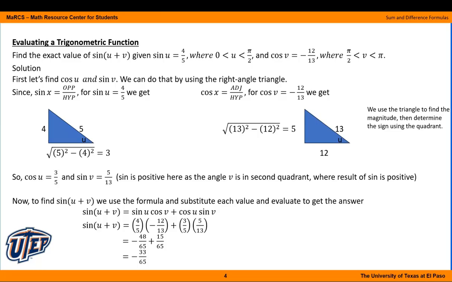Because the angle V lies in the second quadrant, sine must be positive while cosine is negative. Students often forget to use the quadrant information and end up with the wrong sign. Once we have all the necessary values, we substitute into the formula for sine of U plus V and simplify. The final answer is negative 33 over 65. Always pay close attention to the quadrant information whenever inverse trigonometric functions or triangle methods are involved.